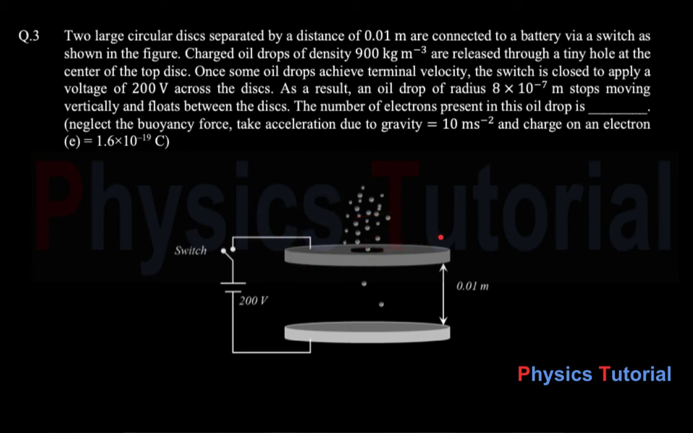This is the schematic diagram. The switch is given, the circuit is given over here, 200 volt, and this separation is 0.01 meter. Okay, so let's start.